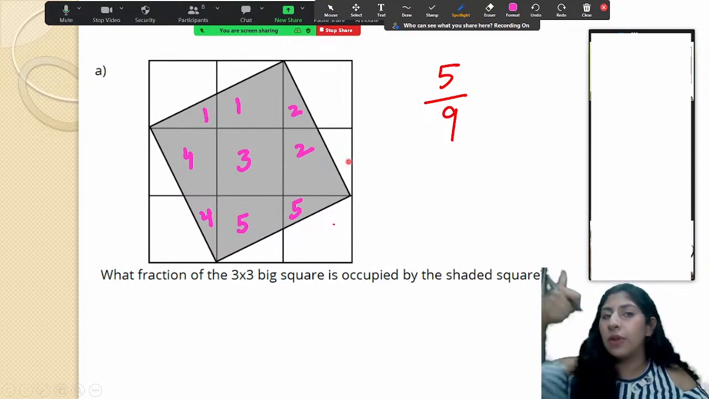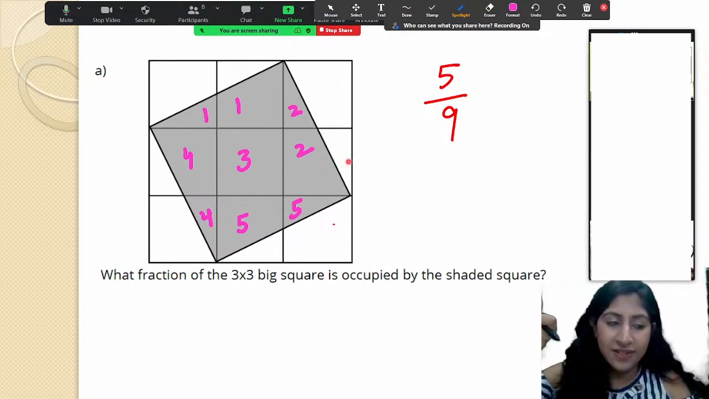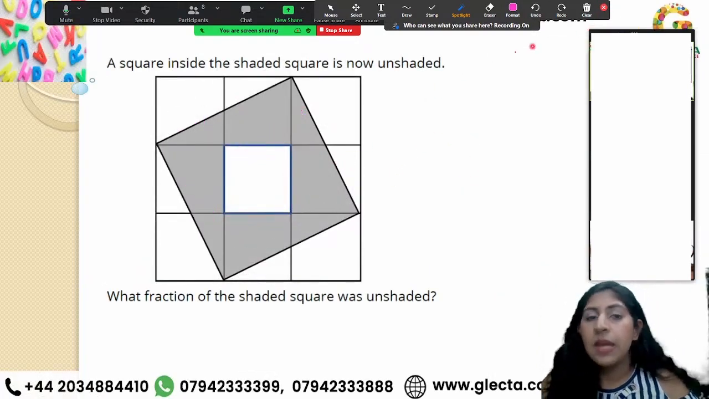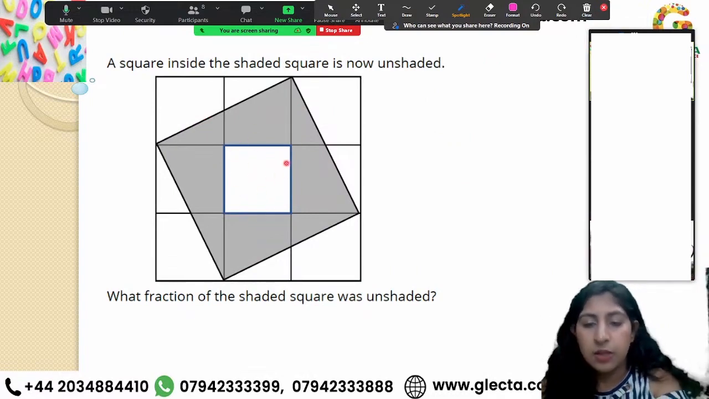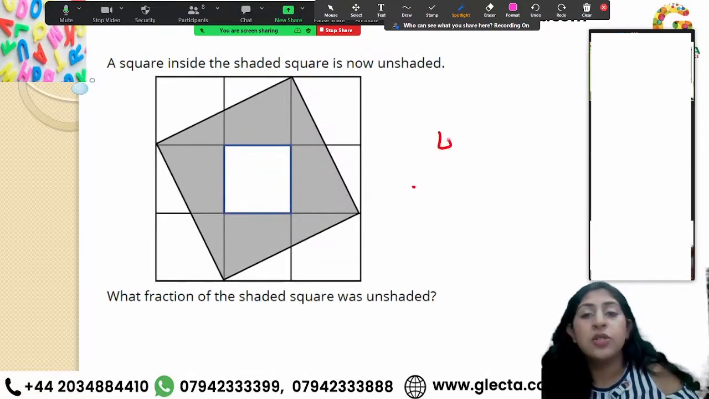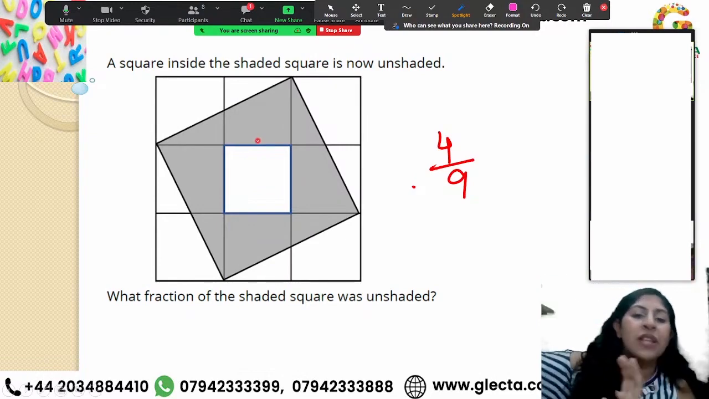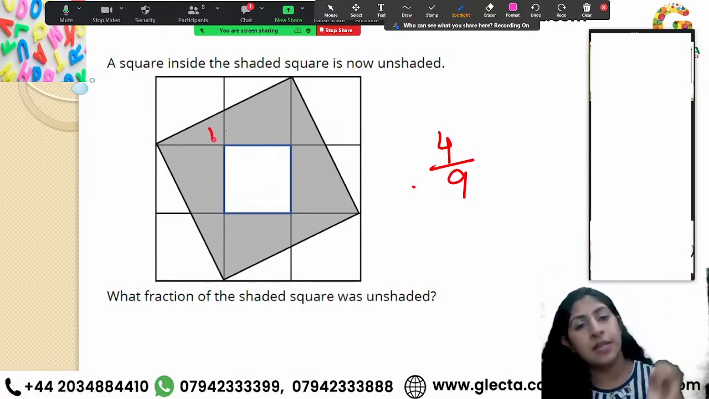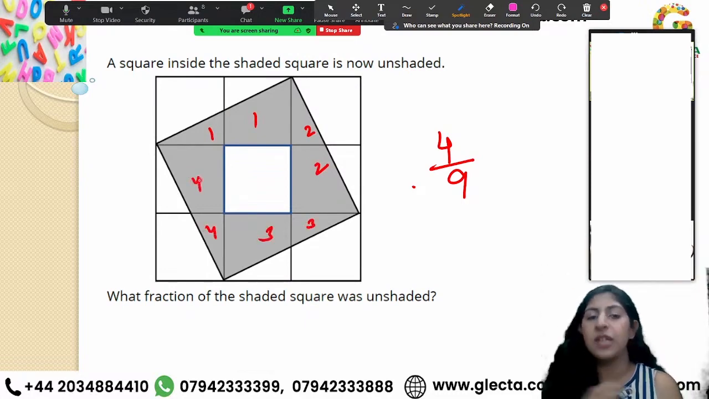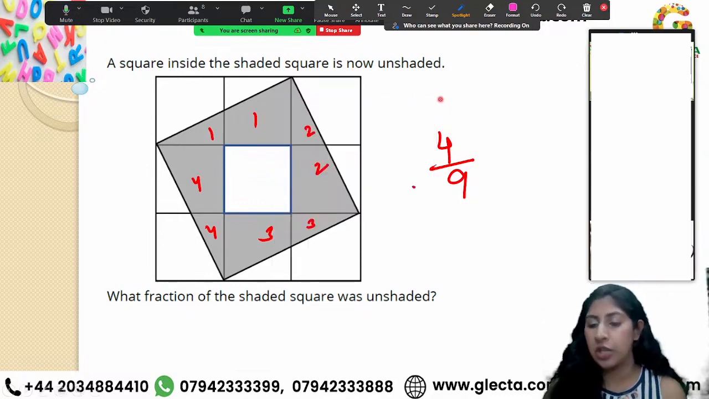All right, is the A part clear to everyone? Thumbs up. Thumbs up, everyone. Okay, great. Now, moving on to the next one. If I remove this part, then instead of 5, we have 4 squares which are shaded. So over here, 4 out of 9 would be my answer. Just remove one square from there, right? 1, 2, 3, 4. So these are my 4 squares that are shaded. So 4 out of 9 squares are shaded.